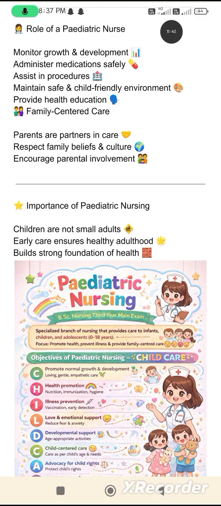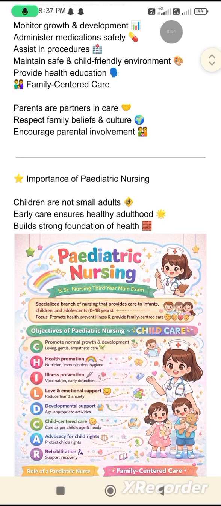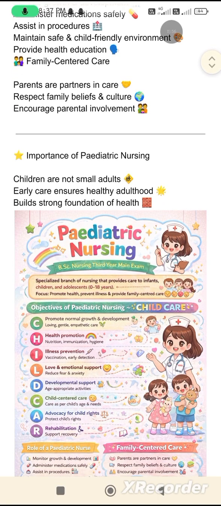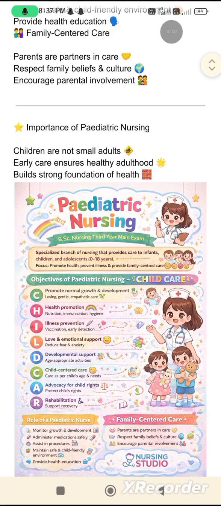Role of pediatric nurses: monitor growth and development, administer medication safely, assist in procedures, maintain safe and child friendly environment, provide health education, family centered care. Parents are partners in care, respect family beliefs and cultures, encourage parental involvement.